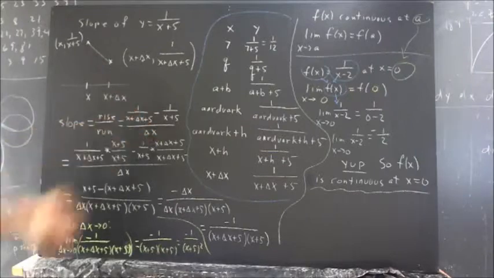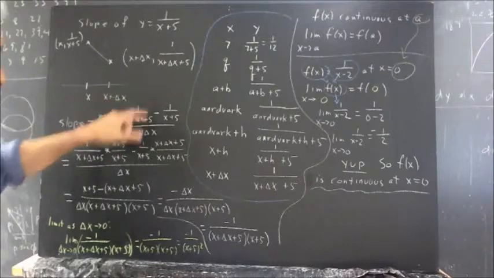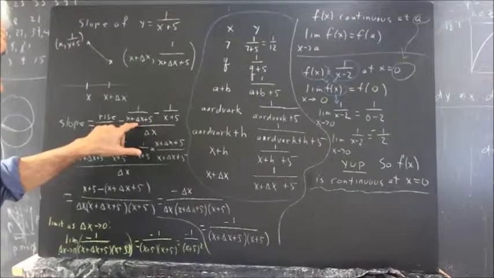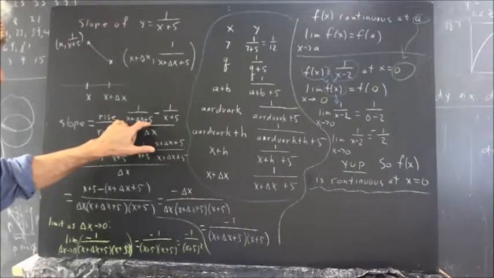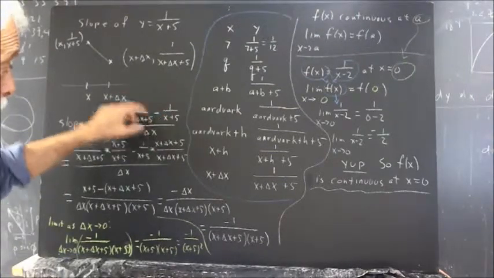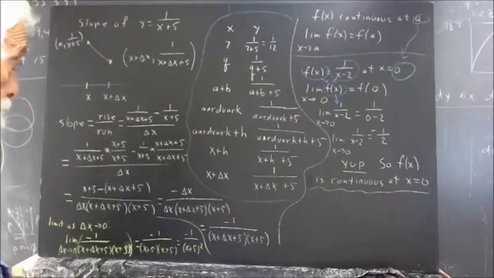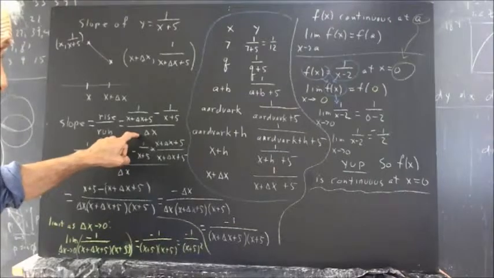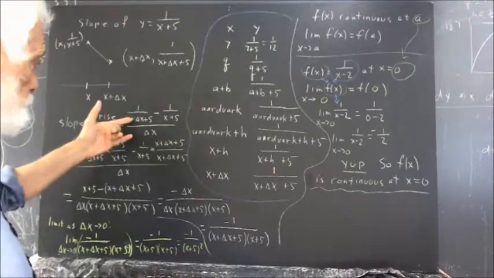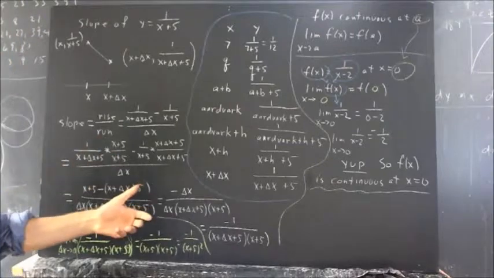What are we going to do with this expression? Again, if delta x approaches 0, this expression isn't going to help us, because as delta x approaches 0, this approaches x plus 5 in the denominator. So we have 1 over x plus 5 minus 1 over x plus 5. In other words, the numerator approaches 0 as delta x approaches 0. The denominator also approaches 0. 0 over 0 being undetermined, we get no information if we let delta x go to 0 while the expression is in this form. What's the obvious thing to do?